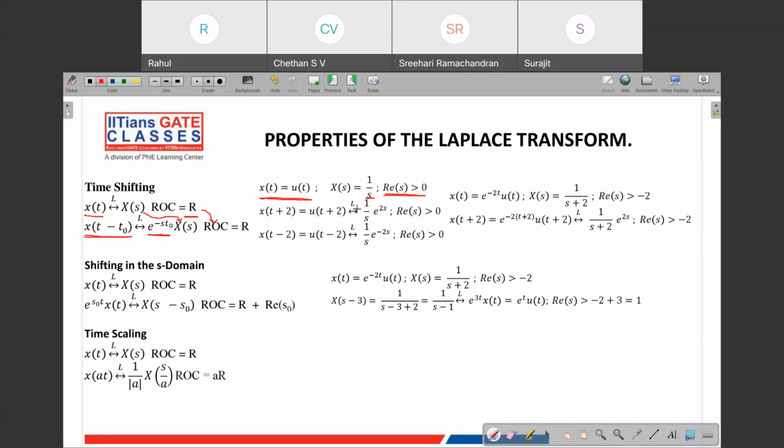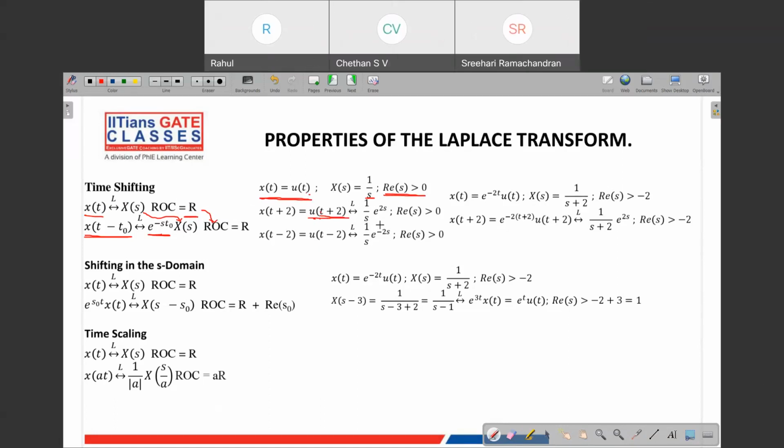Let's say you have a new signal which is u(t+2), which is a time-shifted version of u(t), and we want to calculate the Laplace transform of this. So you can directly use the time shifting property. With this property, the Laplace transform will be the original one multiplied by e to the power minus s t naught.